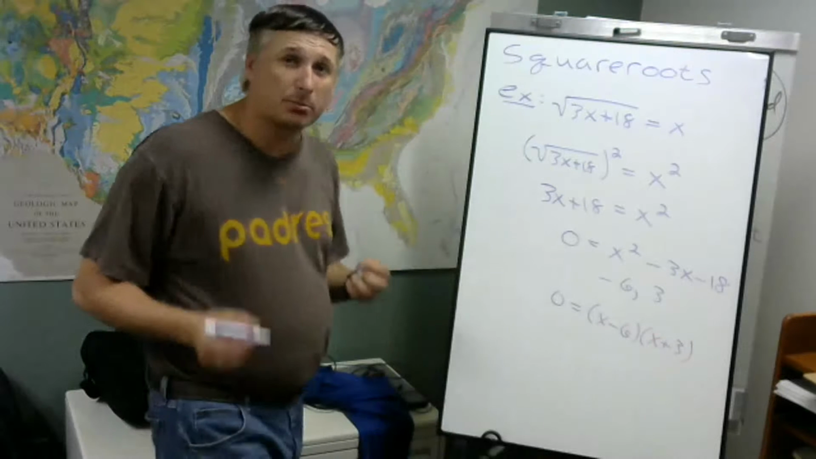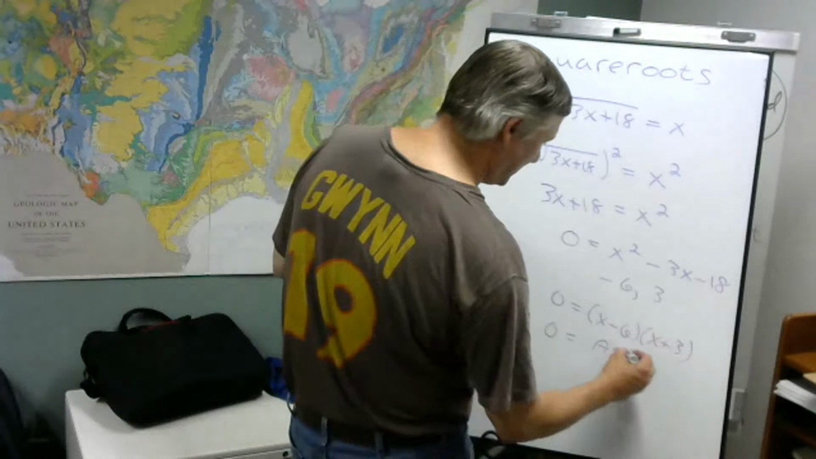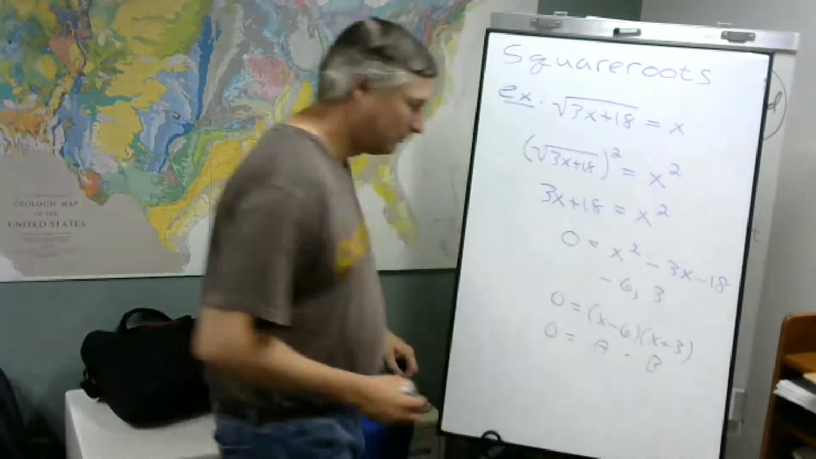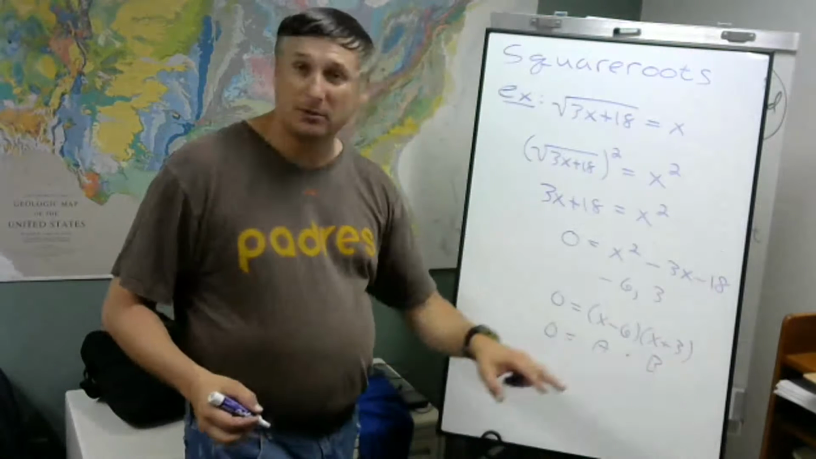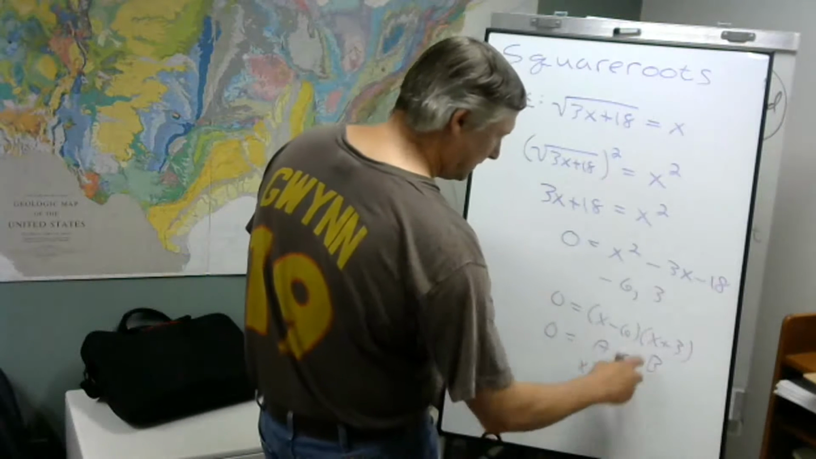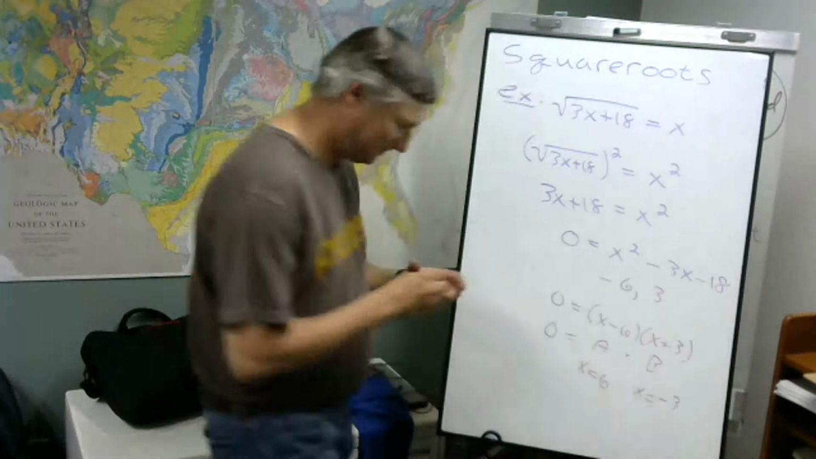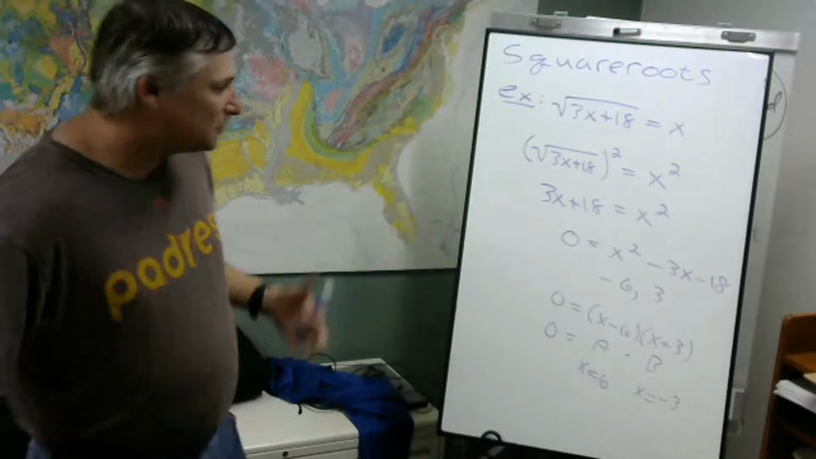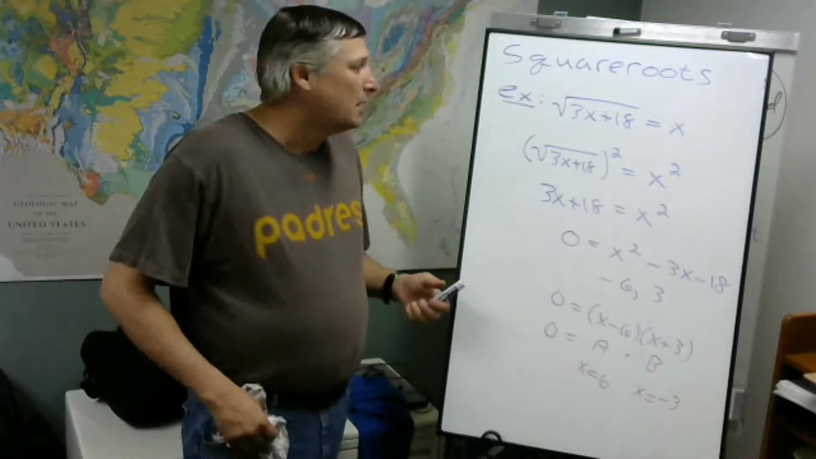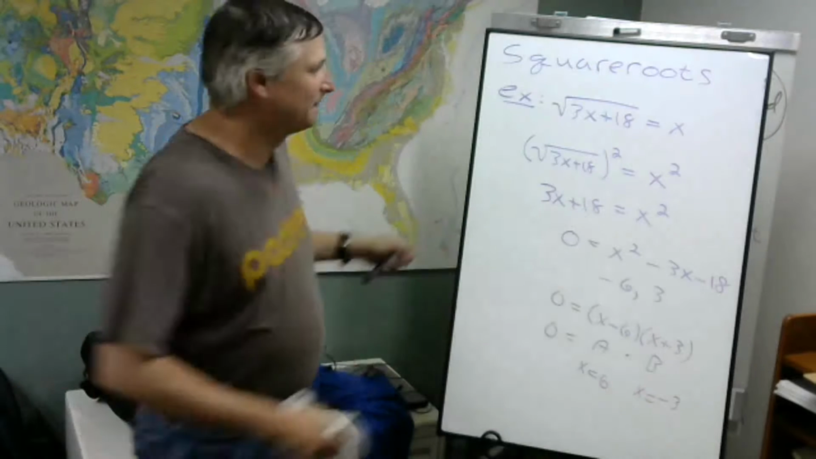And again, using the zero product principle. Well, 0 means a times b. Well, that means either a is 0 or b could be 0. So this is 0 when x equals 6. This will be 0 when x is -3. So this would seem to be our solutions, but we want to check these. We want to check them in the original equation.